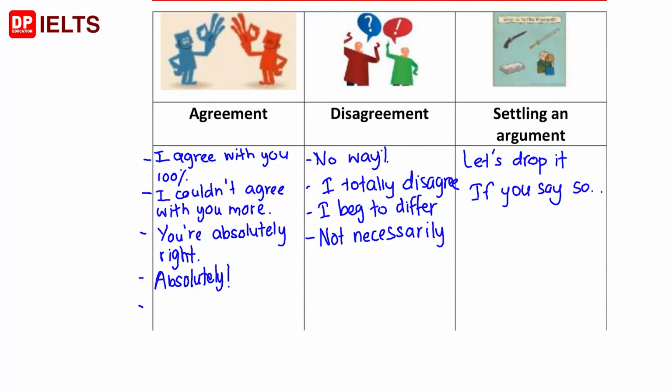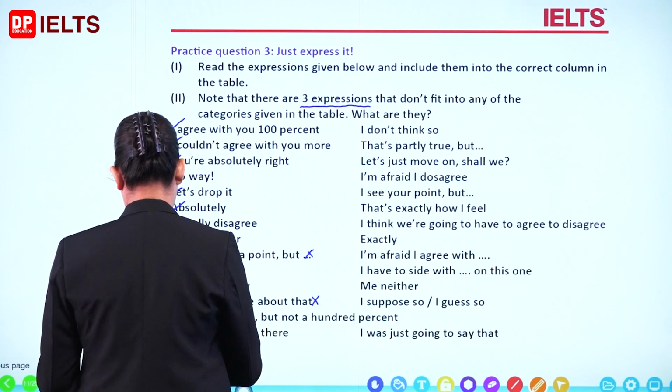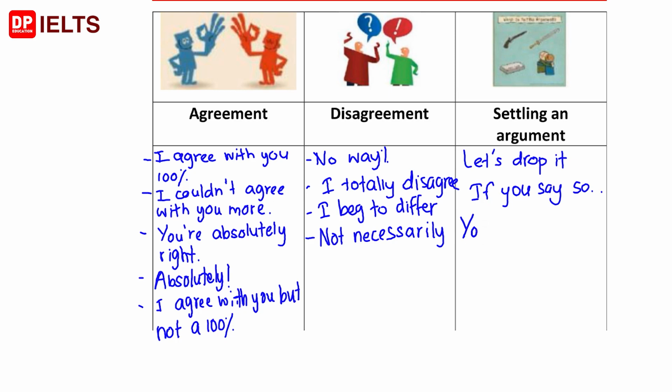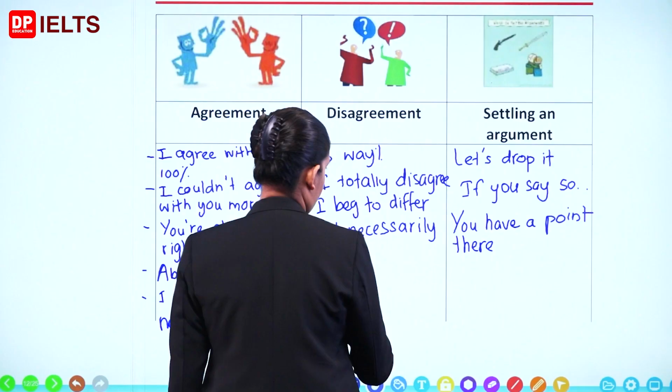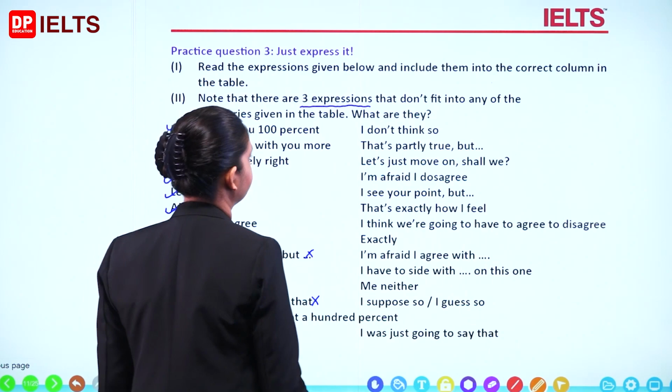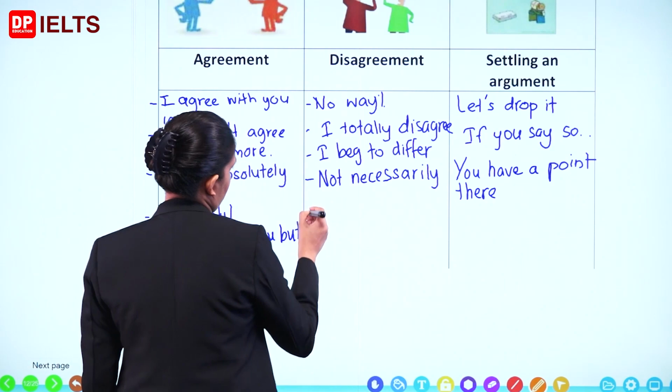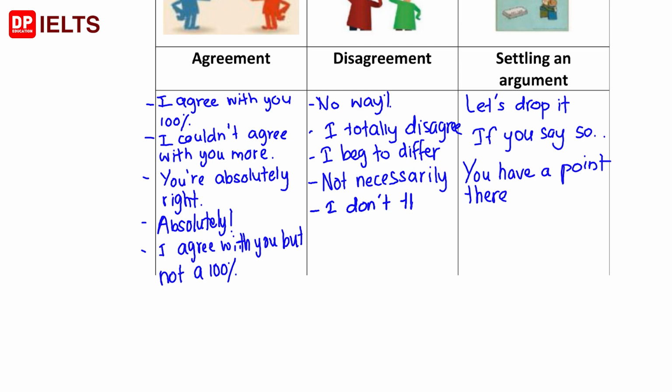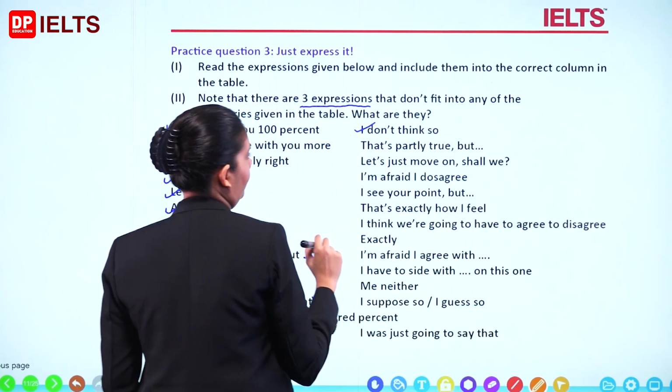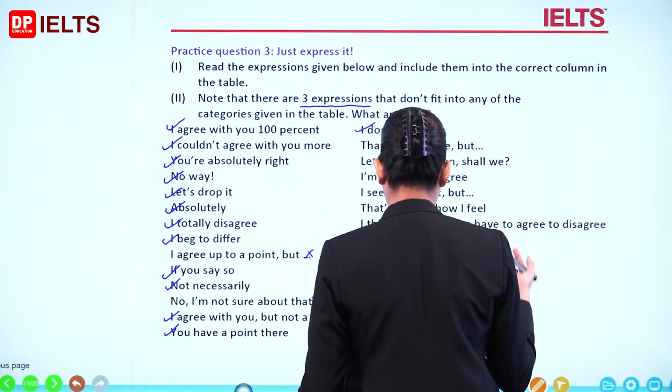I agree with you but not 100%. Okay, you have a point there. Settling an argument, you have a point there. Right, okay, next one. I don't think so. I think this is disagree. I don't think so. That's partly true, so we don't really want to use it.